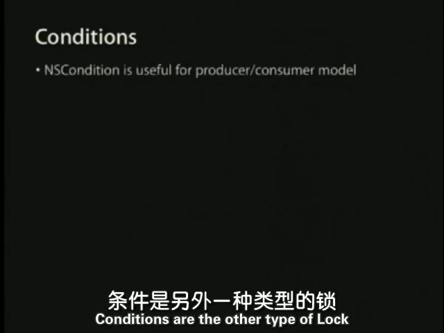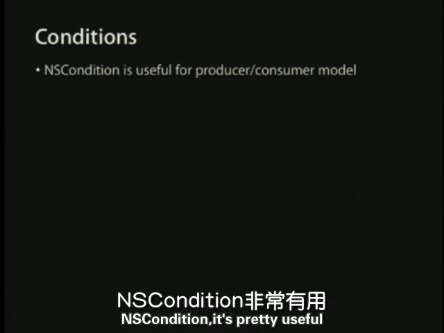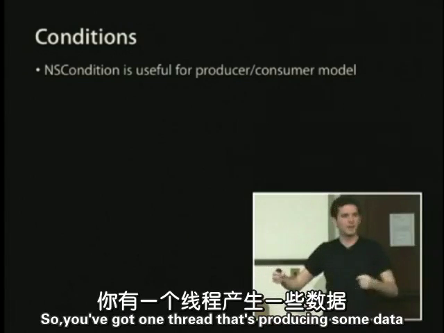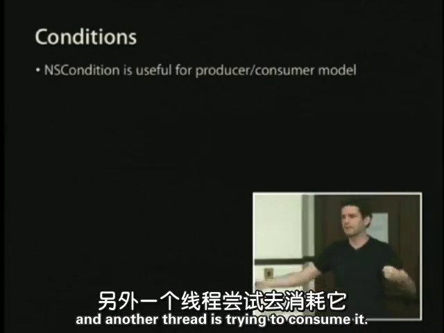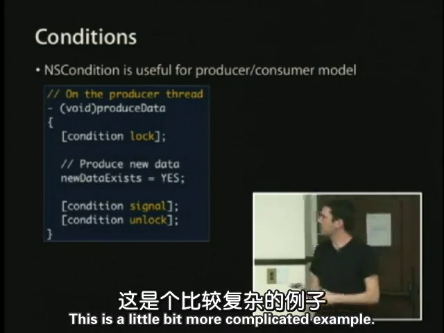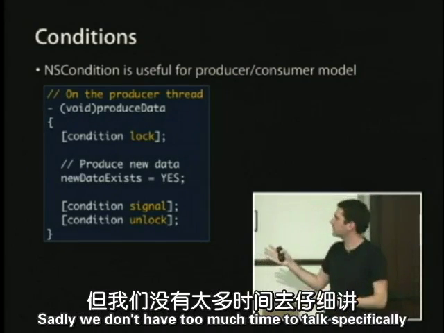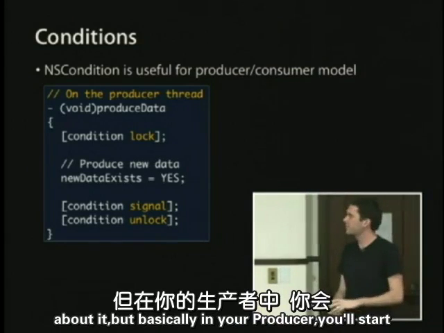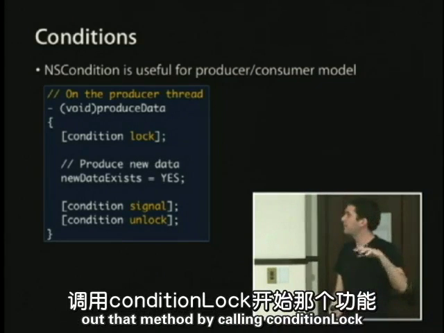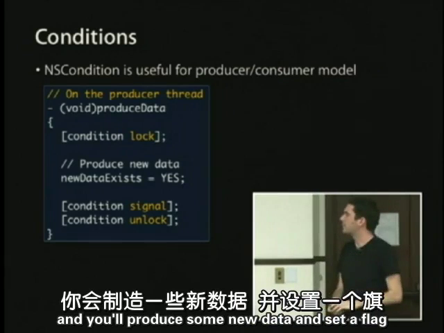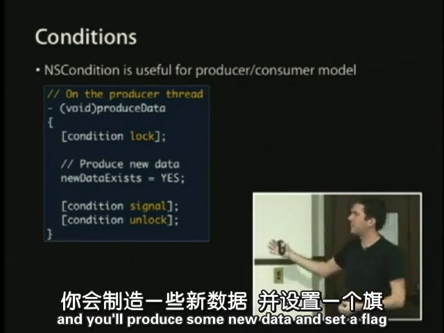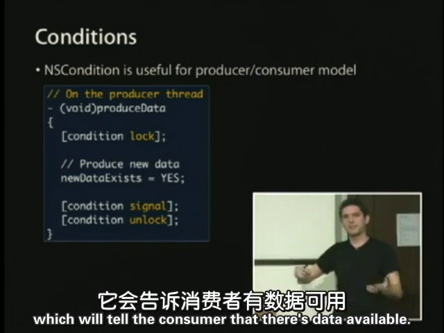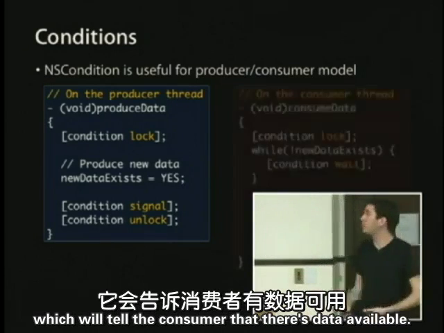Conditions are the other type of lock that we'll talk about really quick. NSCondition is pretty useful if you've got a producer-consumer kind of thing. So you've got one thread that's producing some data and another thread that's trying to consume it. This is a little bit more complicated example. Sadly, we don't have too much time to talk specifically about it. But basically, in your producer, you'll start out that method by calling condition lock. And you'll produce some new data and set a flag that says it's available, and then call condition signal, which will tell the consumer that there's data available.